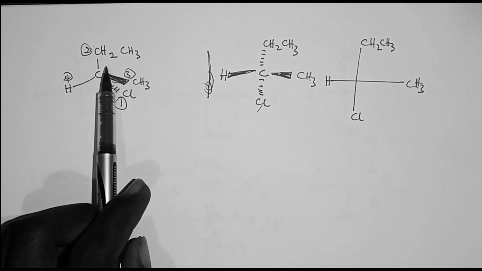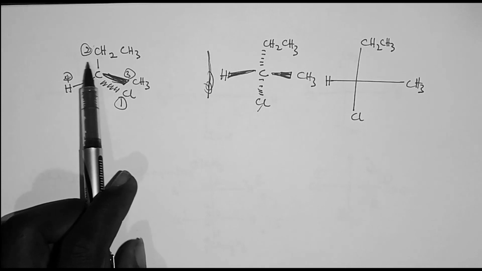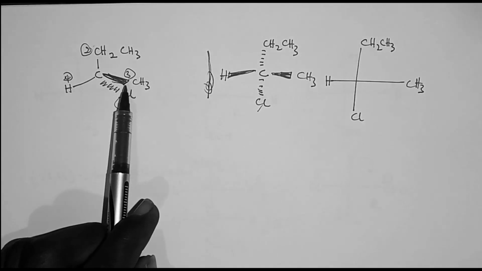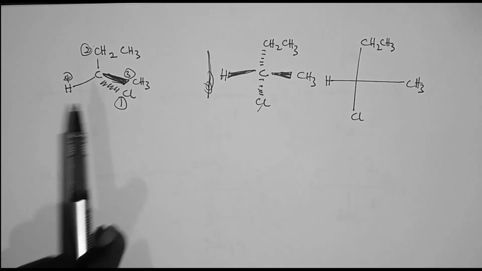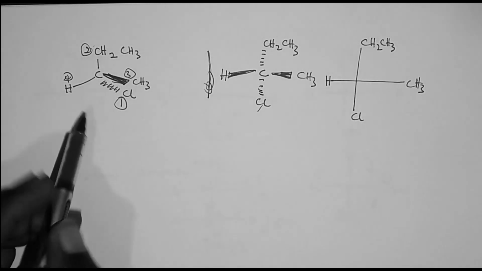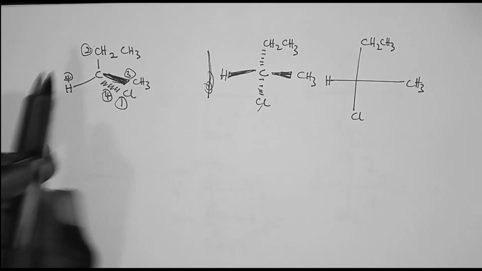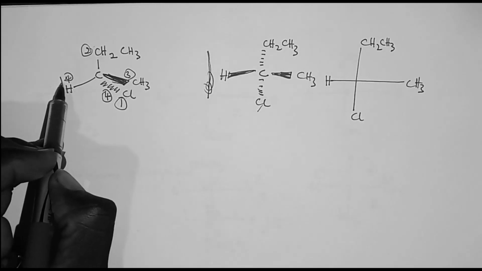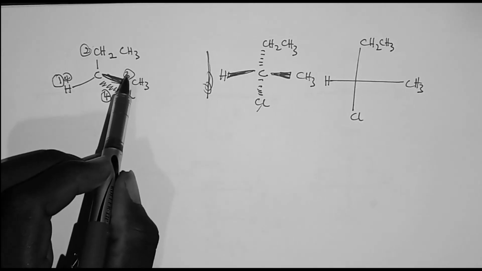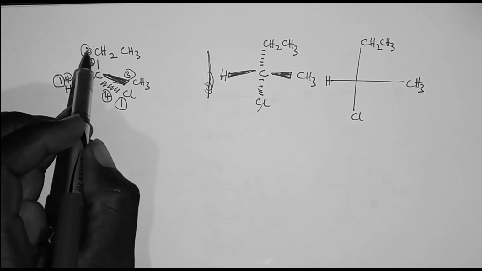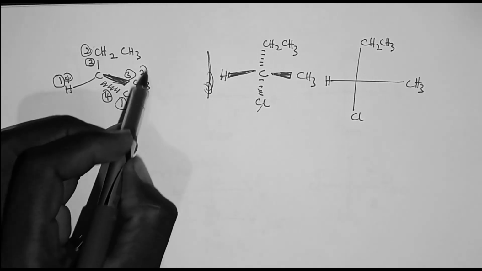I will put the link to the previous video where I explained how to determine R and S configuration in the description below. So that means that this chlorine becomes number 4, and then this proton becomes number 1, and then we change these 2. So here becomes number 3, and then this becomes number 2.